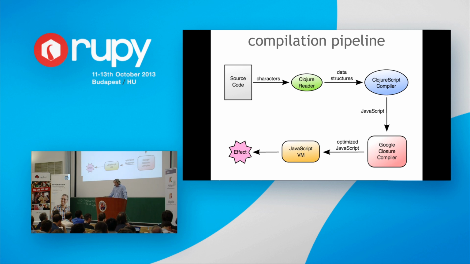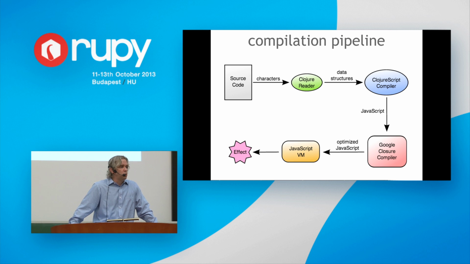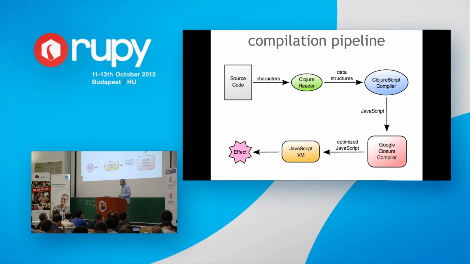It also is devised to target the Google Closure compiler for whole program optimization. And so a lot of times you will see ClojureScript programs optimized down smaller than similar programs written in JavaScript, even when you include the ClojureScript supporting library.